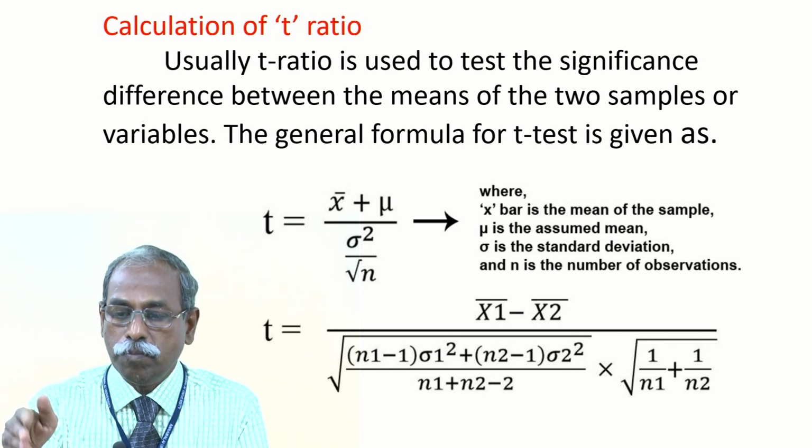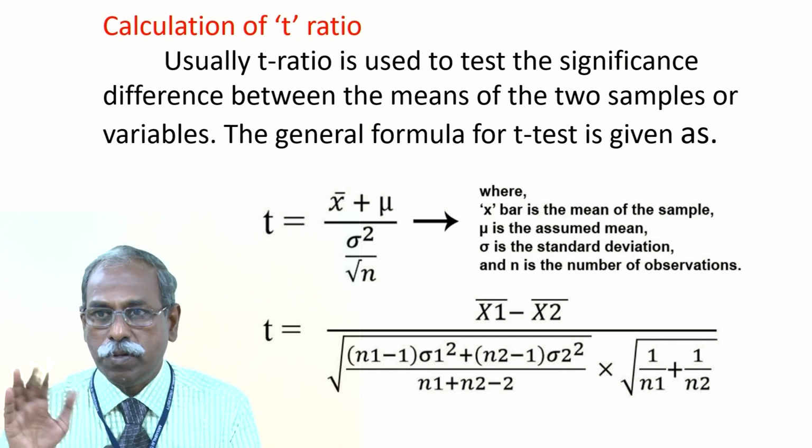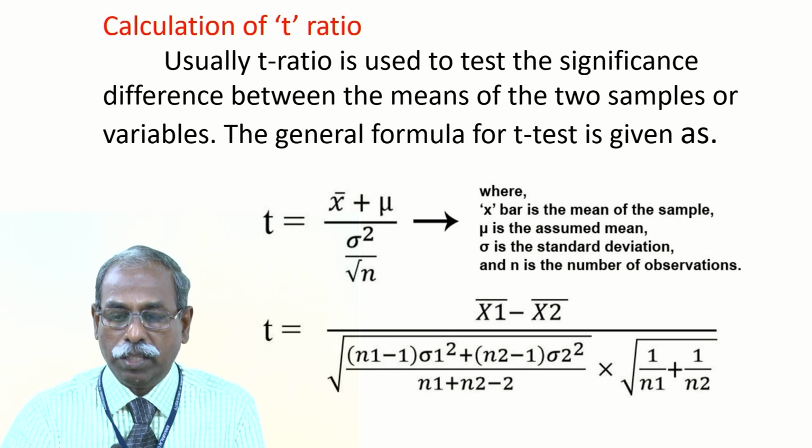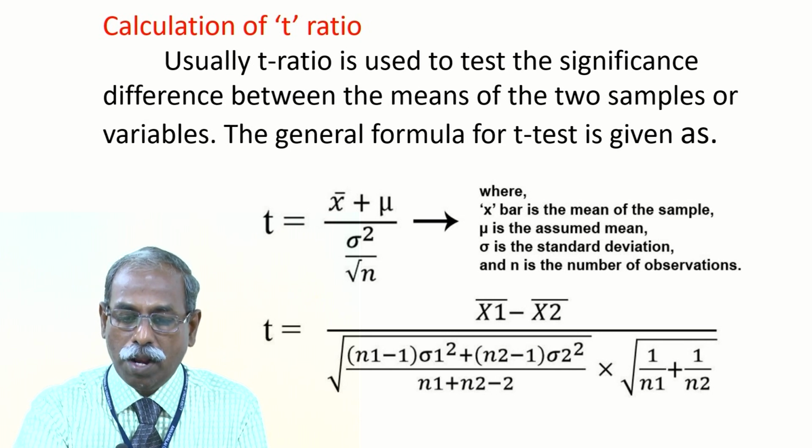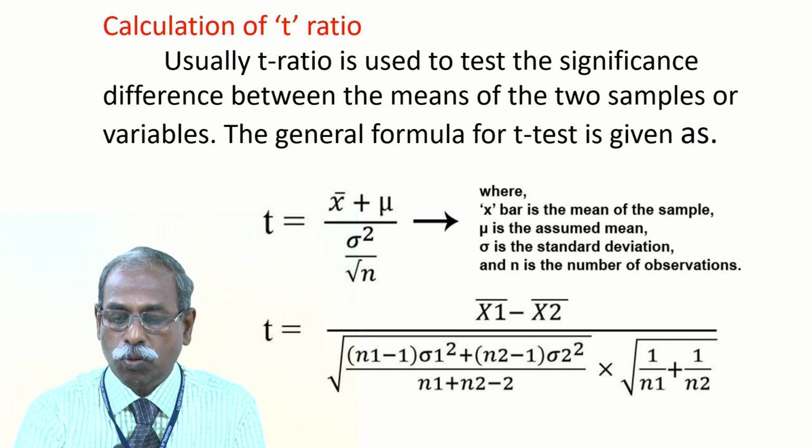Okay. Then mu is the assumed mean. To calculate the assumed mean, there are some methods, and for standard deviation there is a separate method. So from that formula, another formula is there: t is equal to x1 bar minus x2 bar.